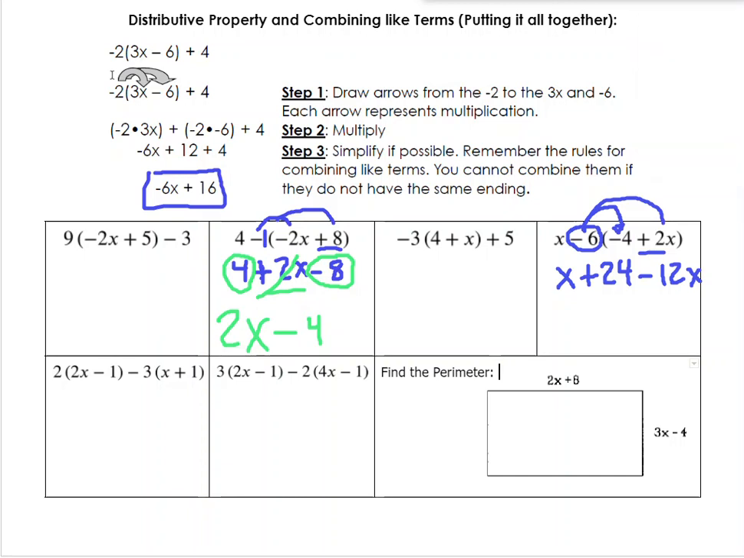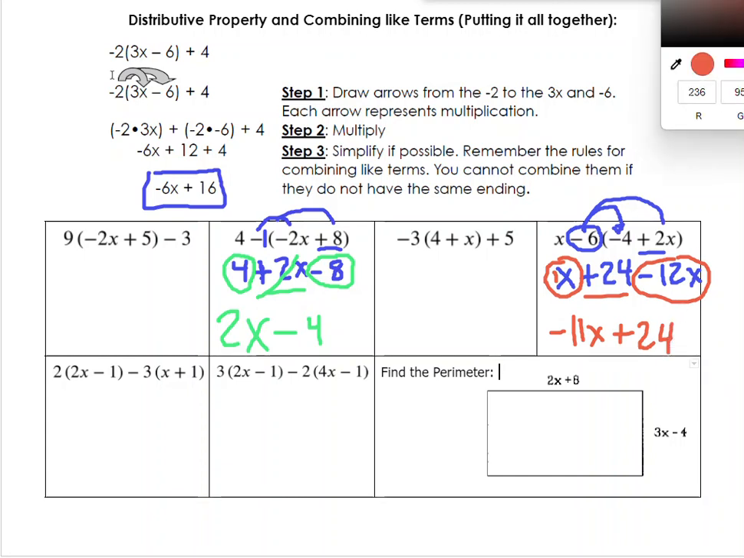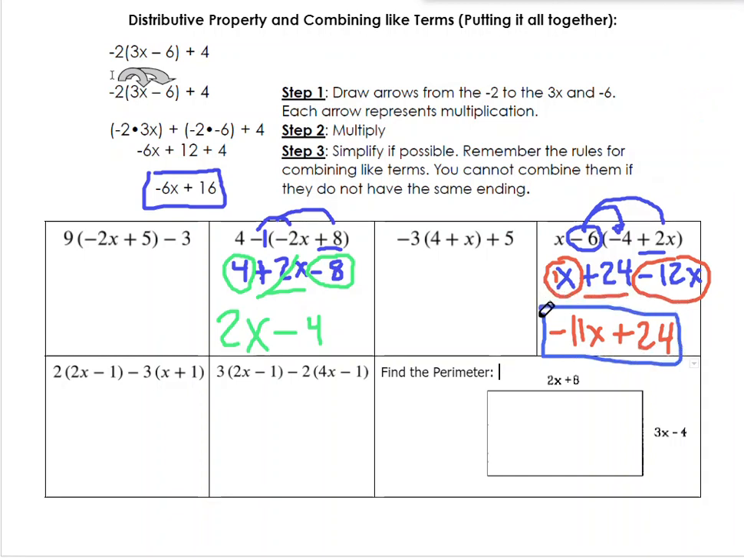All right, so now I think to myself, what can I combine here? Well, I can combine this x and this minus 12x, right? X minus 12x will give me negative 11x. Because remember, this is really a 1 in front of this, right? So really it's 1 minus 12, which is negative 11. This positive 24, I have nothing else to combine it with, so I just bring it down as part of my answer. And I can't do anything else. My answer is negative 11x plus 24. That's my final answer. Okay?